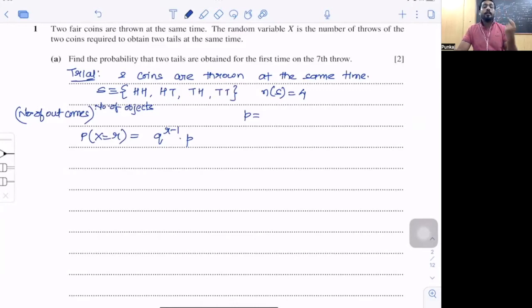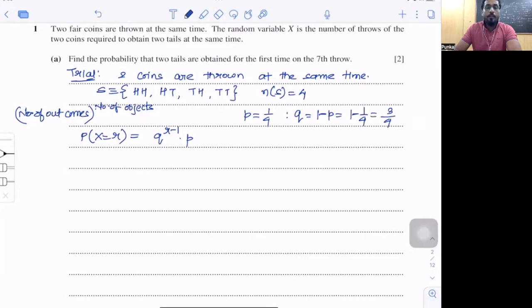So we know that the probability is what? The number of favorable outcomes divided by the total number of outcomes. So probability of success is 1 upon 4. What would be the probability of failure then? It's 1 minus P. So that's 1 minus 1 over 4. That's 3 upon 4. Right?